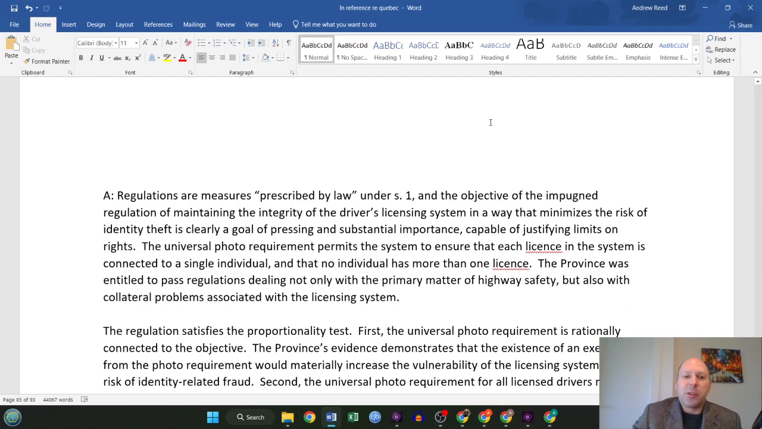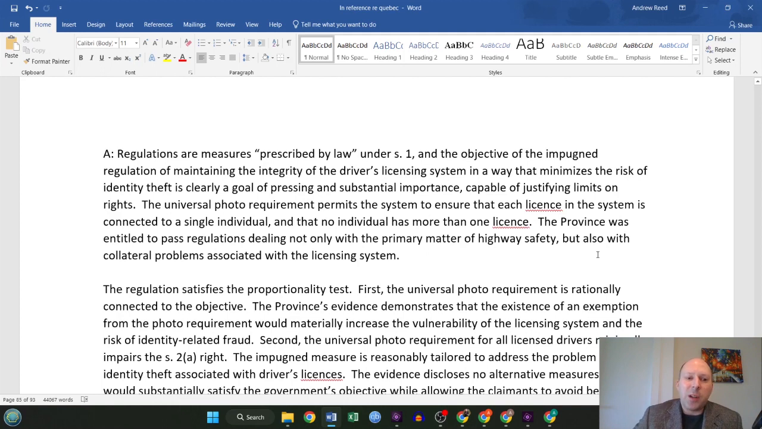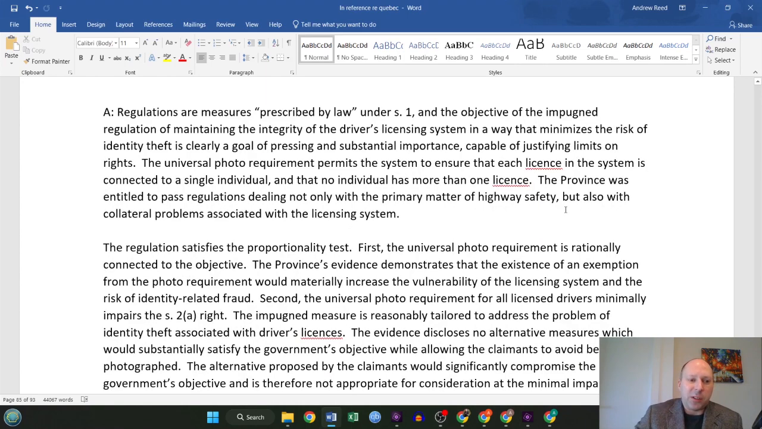Regulations are measures prescribed by law under Section 1. And the objective of the impugned regulation of maintaining the integrity of the driver's licensing system in a way that minimizes the risk of identity theft is clearly a goal of pressing and substantial importance, capable of justifying limits on rights. The universal photo requirement permits a system to ensure that each license in the system is connected to a single individual and that no individual has more than one license. So the province was entitled to pass regulations dealing not only with the primary matter of highway safety, but also with collateral problems associated with the licensing system.